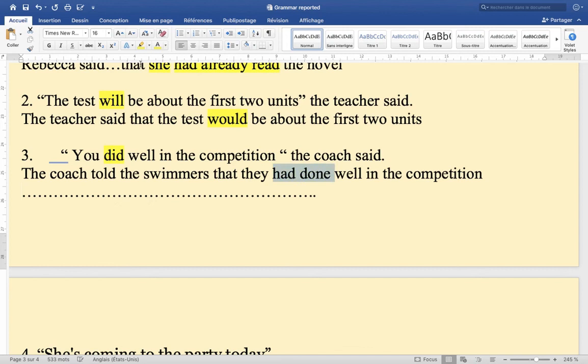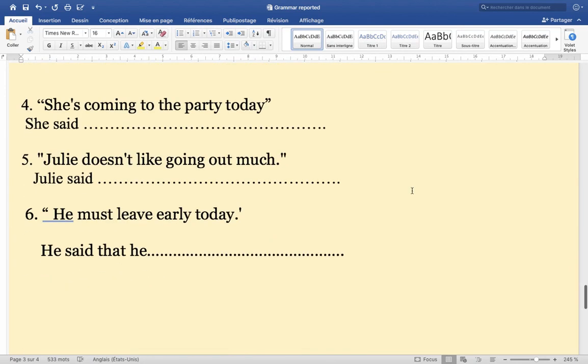We have had done and we have they. Why? Because we have plural here, swimmers. That they had done. Simple past is going to be past perfect. Why had done? Because we have simple past here. You did well in the competition. They had done well in the competition.